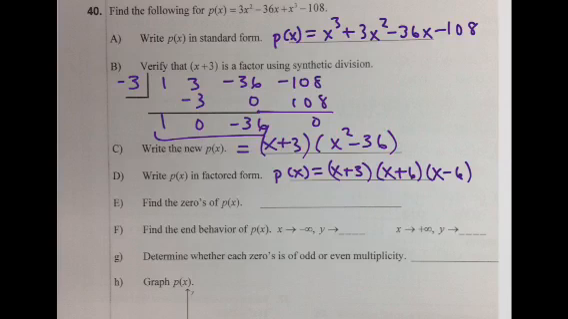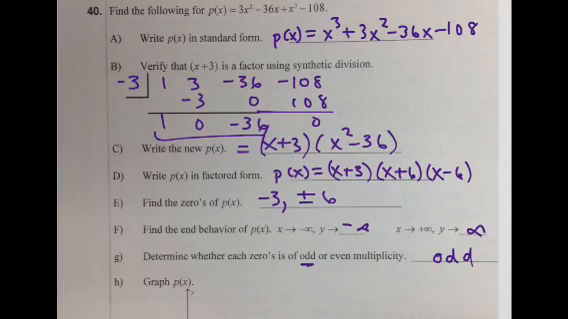Find the zeros of p of x. The zeros are negative 3 and plus or minus 6 because of the positive 6 and the negative 6 in the parentheses. The end behavior, because the leading term is x cubed, then it has a down up. So on the left side it goes down, and on the right side it goes up. Okay. The multiplicity of each of the zeros, notice that each of the exponents here is 1, so it's odd. So the multiplicity is odd for each one.